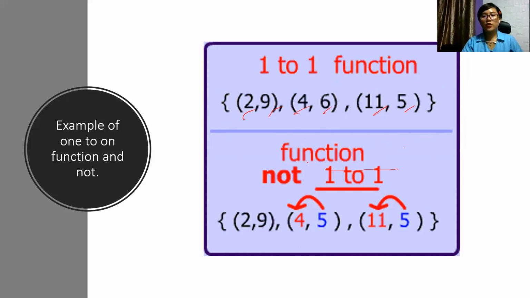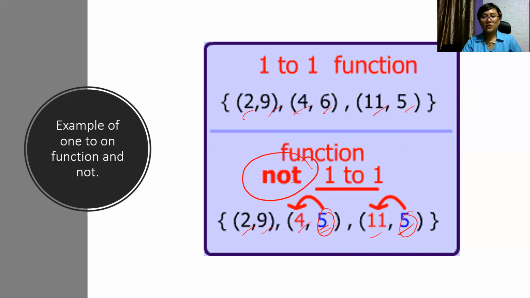So ngayon, let's check kung kailan ba hindi na siya maging one-to-one function. If we're going to check 2, 4, 11, ito yung mga domains, pwede. Pero pagdating dito sa range 9, 5, 5, si 5 na range, dalawang beses na ulit. Therefore, it's not a one-to-one function anymore.